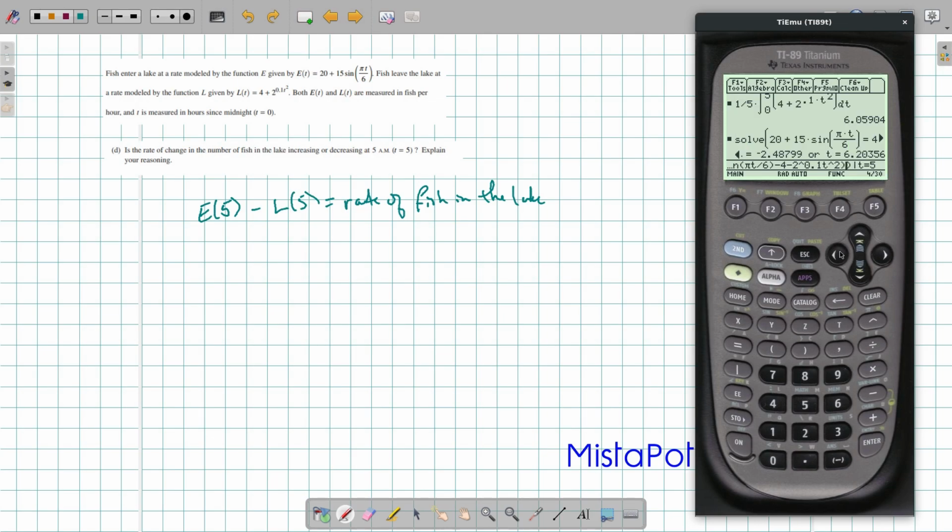What's wrong with that syntax? I think I've got double parentheses here. I think that's the problem. Let me fix that. And I get negative 3.294.